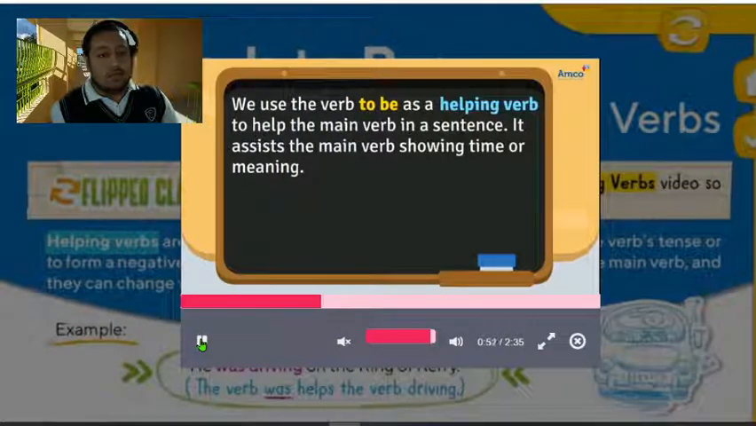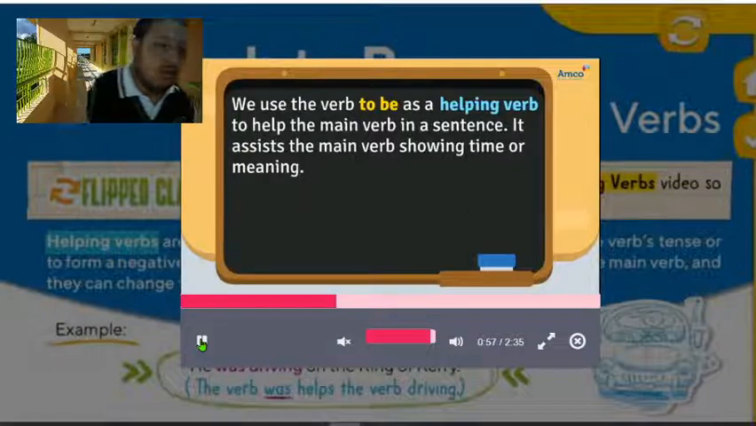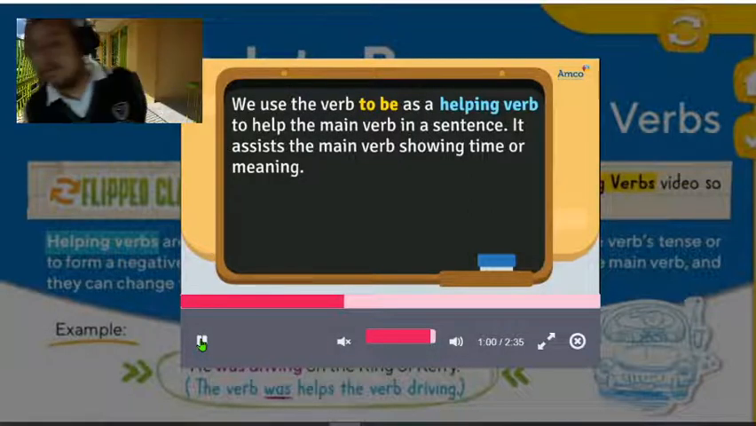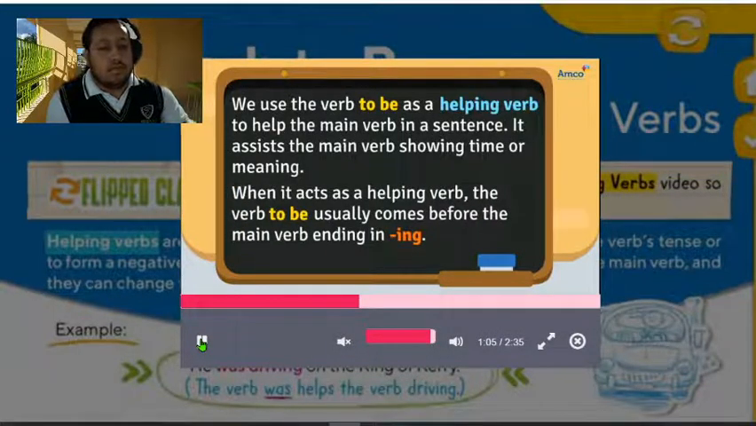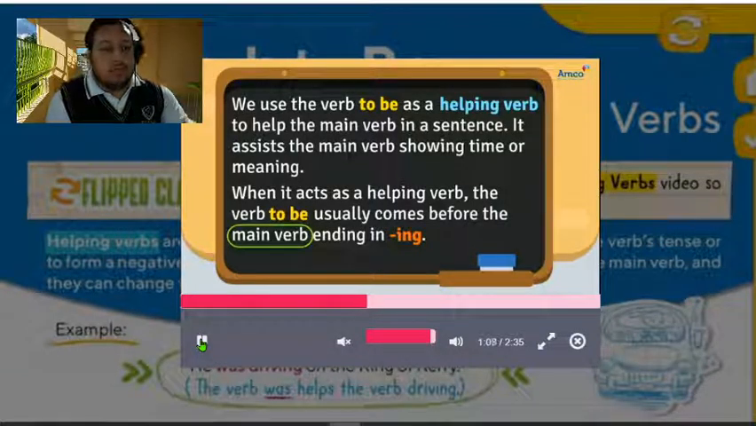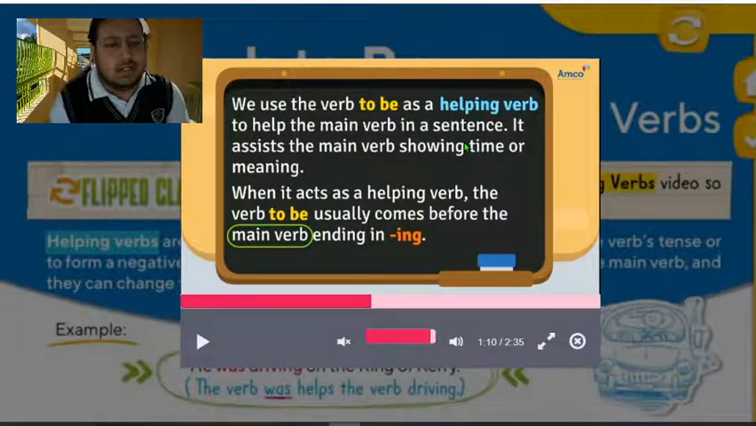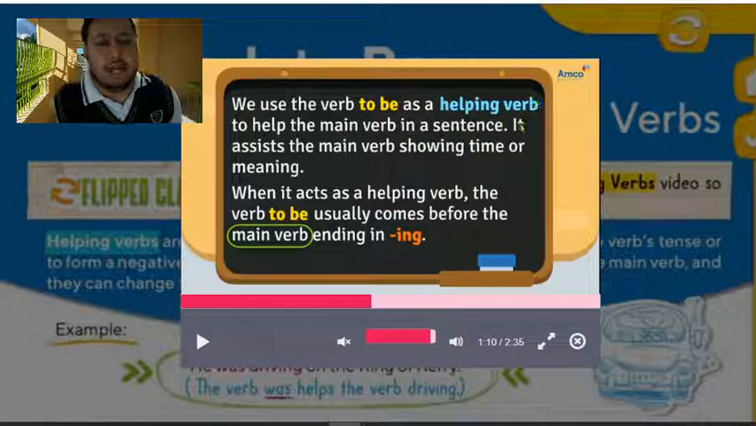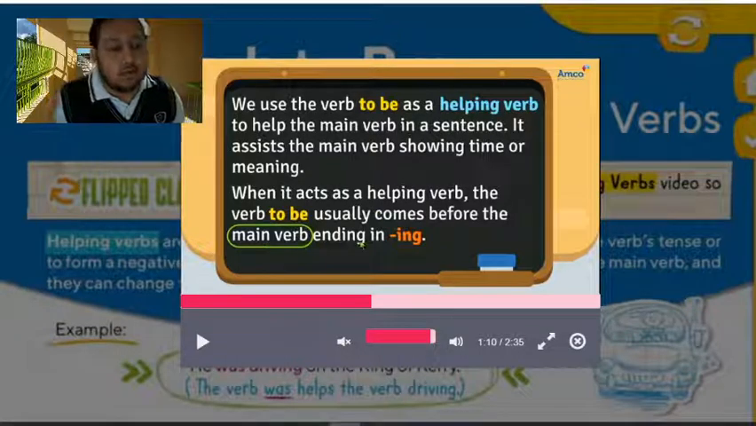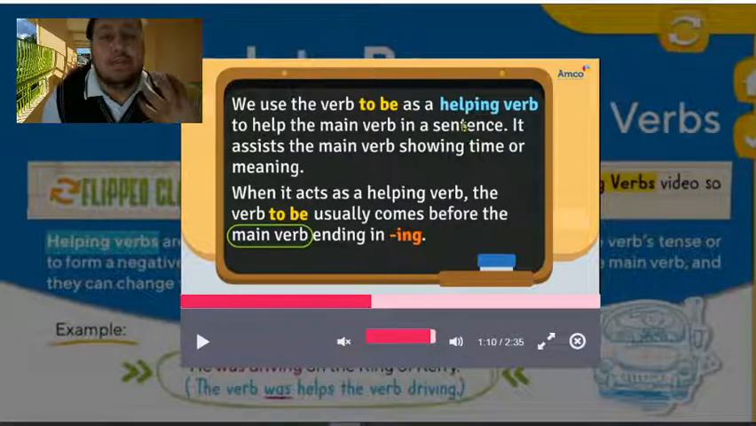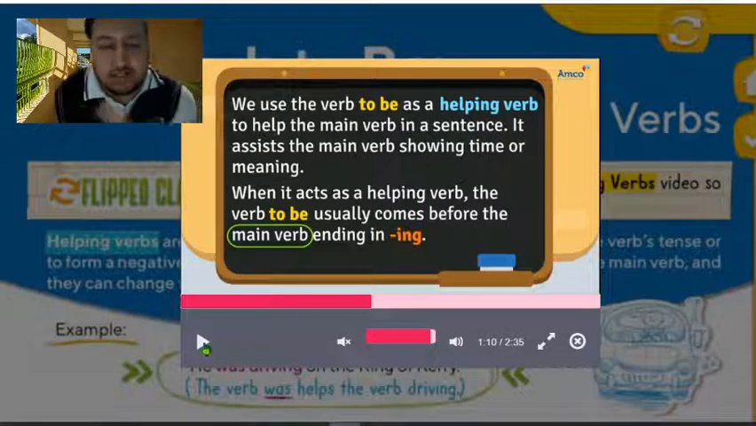We use the verb to be as a helping verb to help the main verb in a sentence. It assists the main verb or meaning. When it acts as a helping verb, the verb to be usually comes before the main verb ending in ing. Okay, guys, this is where I want you to pay attention. When do we use the verb to be as helping verb? It says here, when it acts as a helping verb, the verb to be usually comes before the main verb ending in ing. Entonces, siempre que lo vamos a utilizar como un verbo auxiliar, es porque va a ir antes de un verbo con ing. Let's see the examples they have.